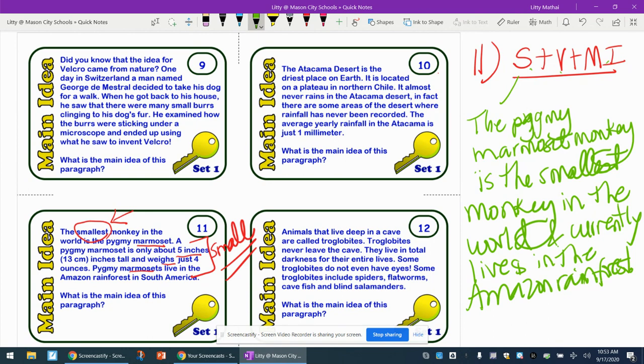So if your idea is similar to mine, it doesn't have to be word for word, but it needs to just have these big ideas. Obviously, we want to have the word pygmy marmoset. We definitely want to have something about it being small. If you have that, I think you are in good shape and you probably are going to do fine with main idea.